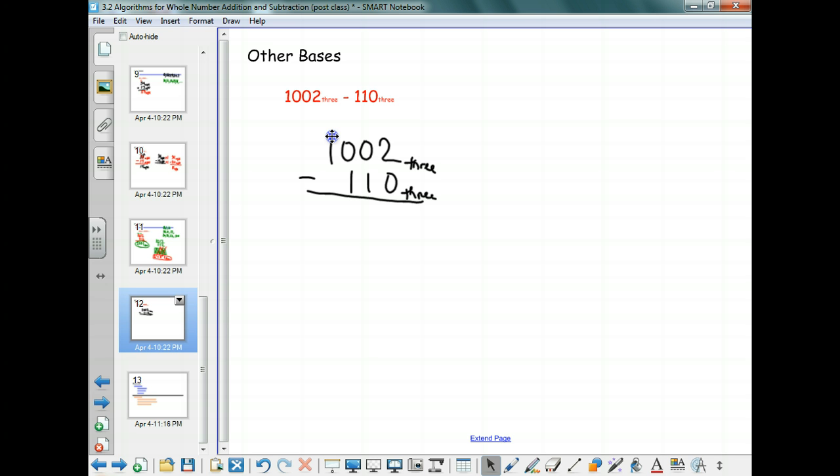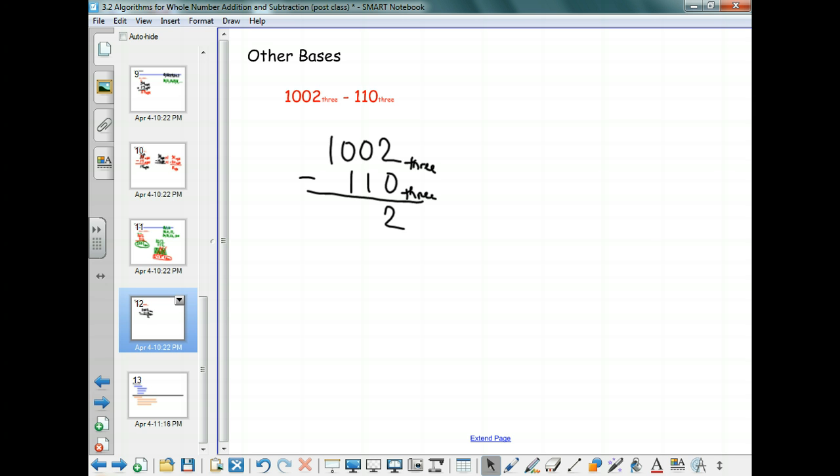So if we say 2 minus 0, we get 2. And we're happy just fine with that. But what do you notice happens next? You have to borrow, right? I've got a 0 on top, I've got a 1 on bottom. I can't take 1 away from 0, so you have to borrow. What happens when you borrow in base 3? You borrow 3.